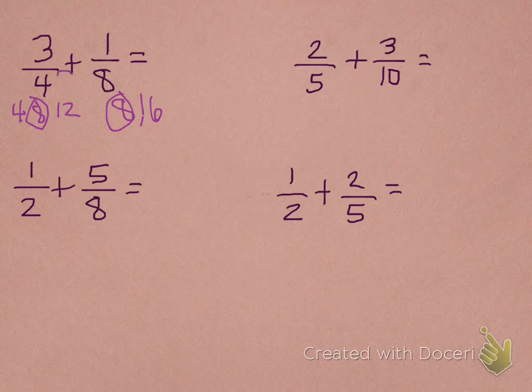I have to switch 3/4. So 4 times 2 is 8. 3 times 2 is 6. 6/8 plus 1/8 is 7/8.